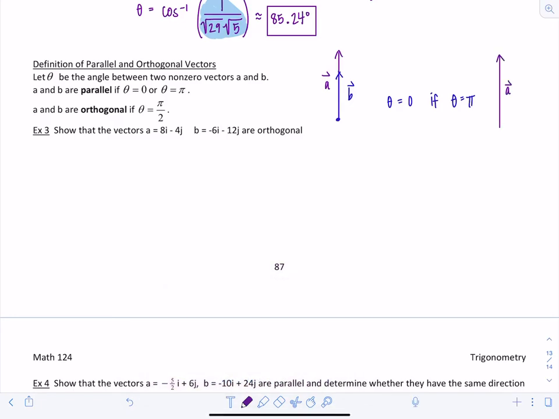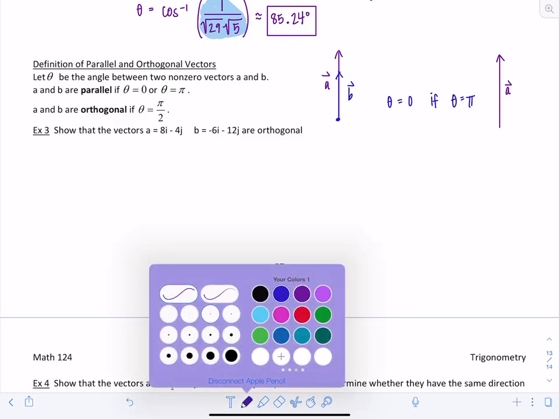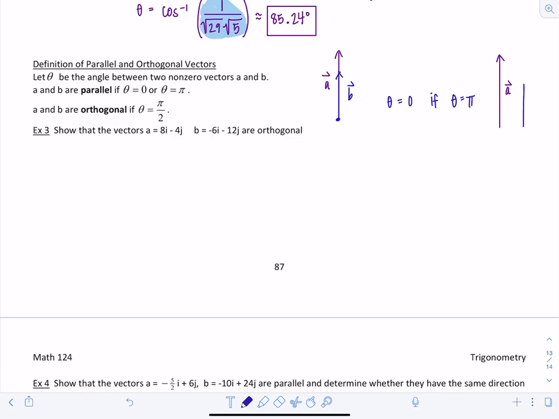So here would be A, and then, can I bring back B? No, it doesn't remember it. Okay. And then say this is vector B. In this case, theta would be equal to pi because they're moving in opposite directions, and you could see the angle between them is 180 because the arrows are pointing in opposite directions, okay? Either way, they're still parallel though, right?